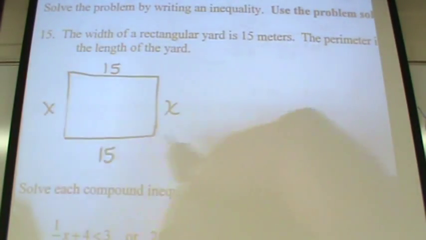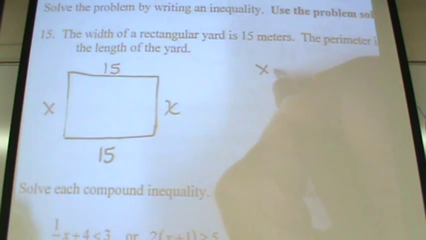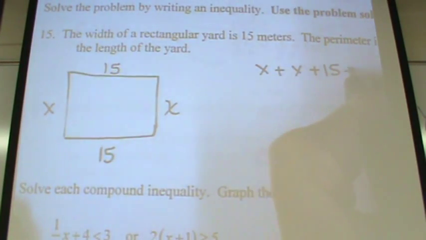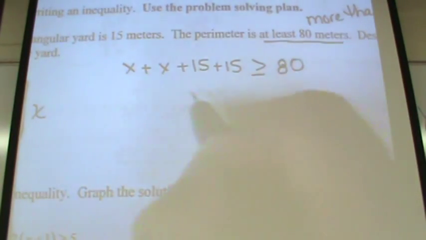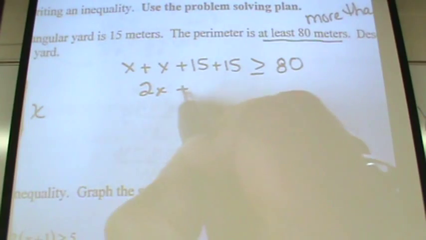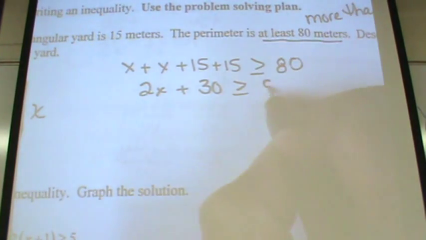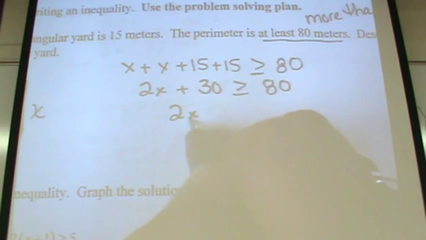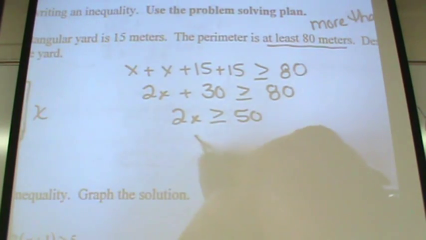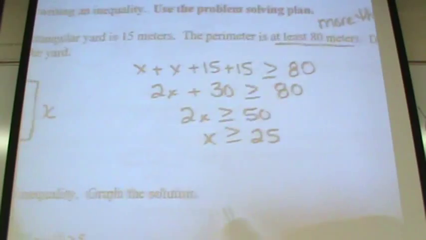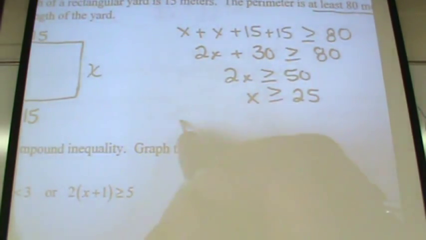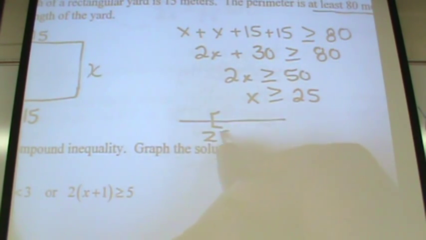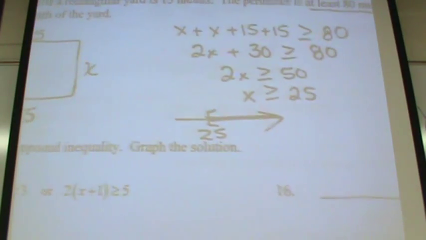So perimeter means you add up all the sides. So x plus 15 plus 15. We want this to be greater than or equal to 80. So x and x is 2x, 15 and 15 is 30. We're going to subtract 30 from 80. You get 50, divide by 2, and you get 25. So in other words, this dimension has to be at least 25, if not larger. So here's the graph of all the possible units the length can be.